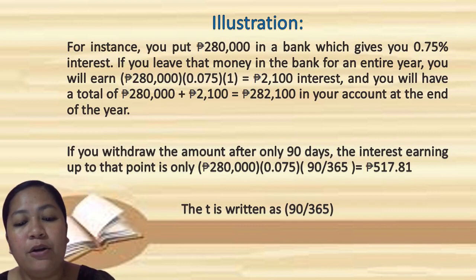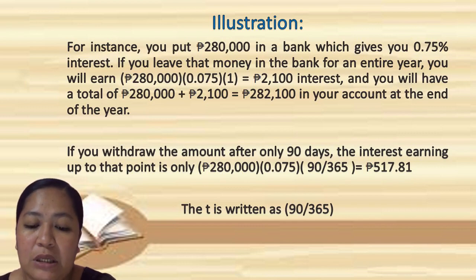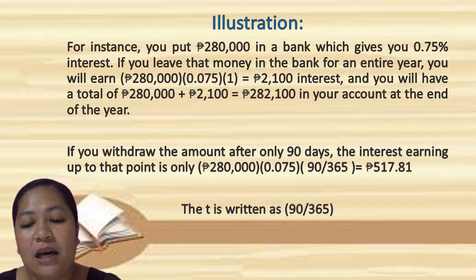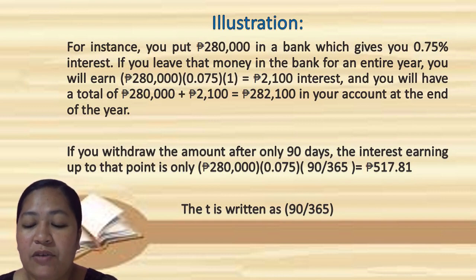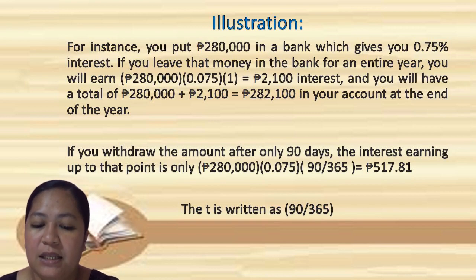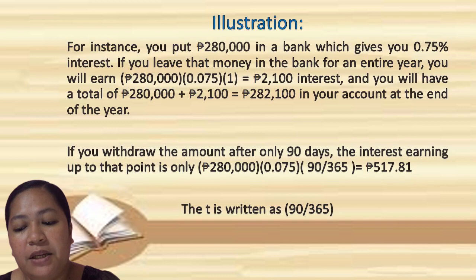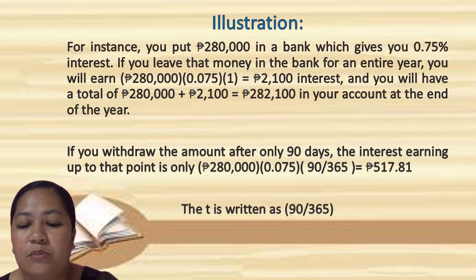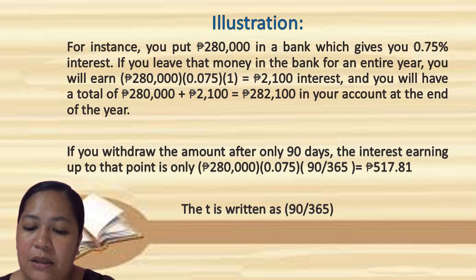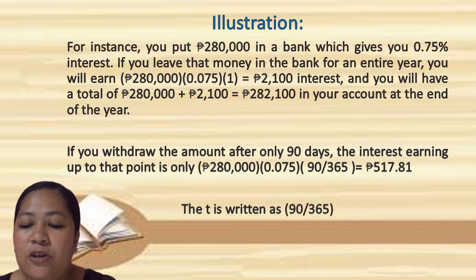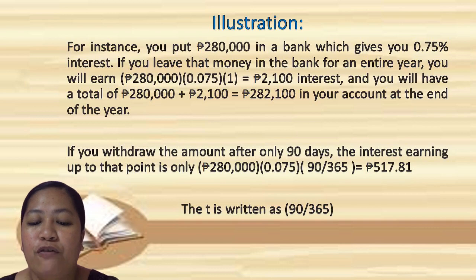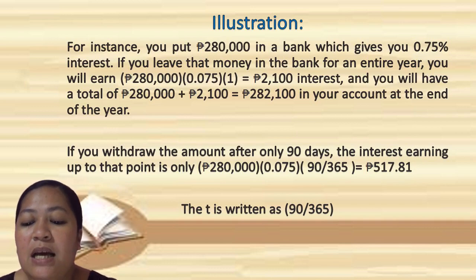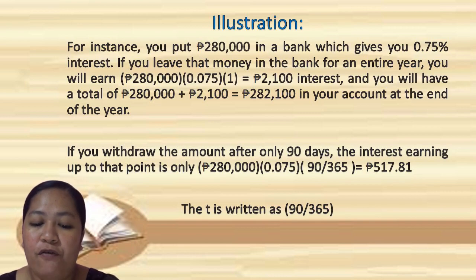So now let's see another example. For instance, you put 280,000 in a bank, which gives you 0.75% interest. If you leave that money in the bank for an entire year, you will earn 280,000 times 0.0075, that's the rate, and then 1 since that's one year. So that would be equal to 2,100 interest. And you will have a total amount of 280,000 plus 2,100. So that's 282,100 in your account at the end of the year.